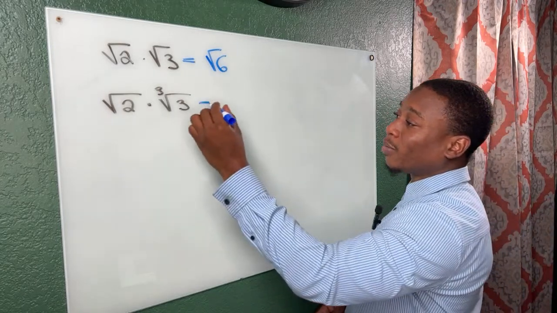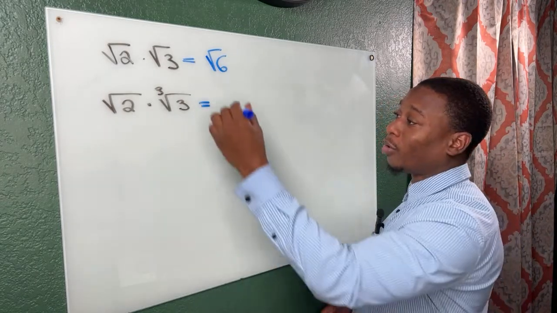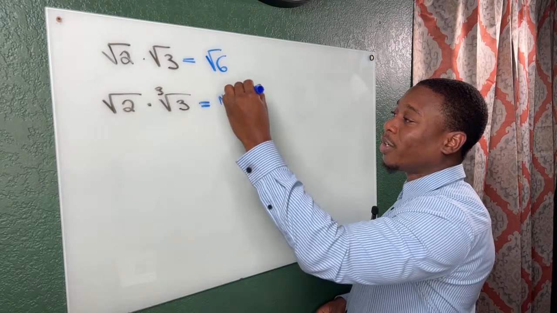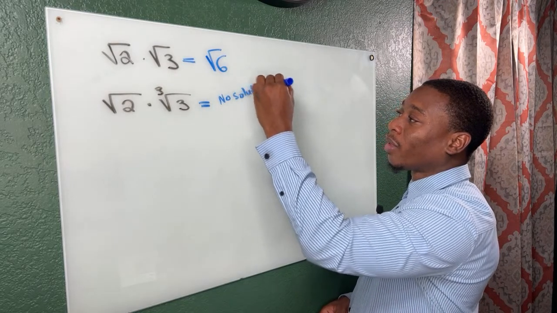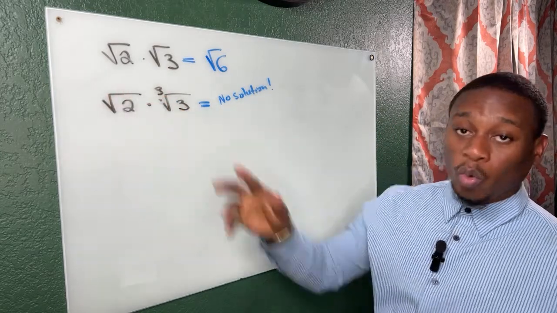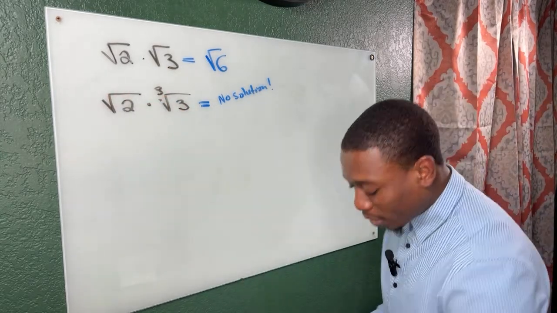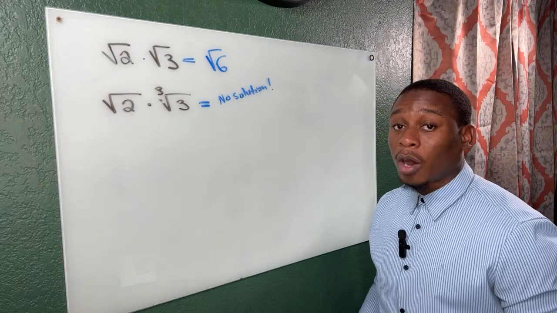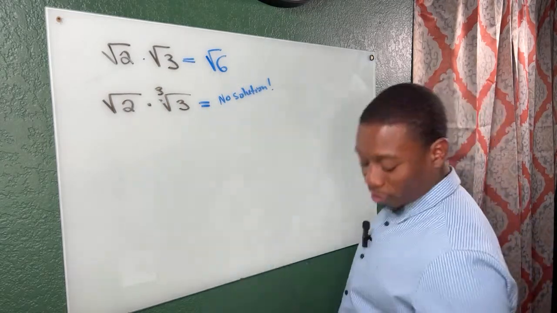In this second example, we cannot multiply those, right? Because they do not have the same index. We have a cube root and a square root. So that's the biggest thing that we have to understand when we are talking about multiplying and dividing radicals.